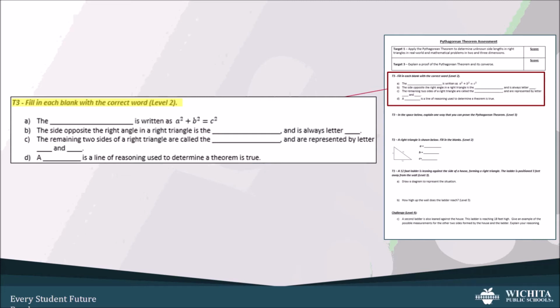You will notice as you look through this assessment that the teacher has provided level 2 and 3 questions for each target, and then her level 4 question encompasses both targets depending on how the student would answer it. Her level 4 question is also found at the end of the assessment.